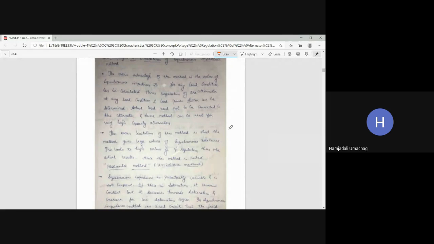Disadvantage of this method is that it gives large values of synchronous reactance. The excess value is very high here. This leads to a higher value of percentage regulation than the actual results. Hence the method is called the pessimistic method. Is it clear?